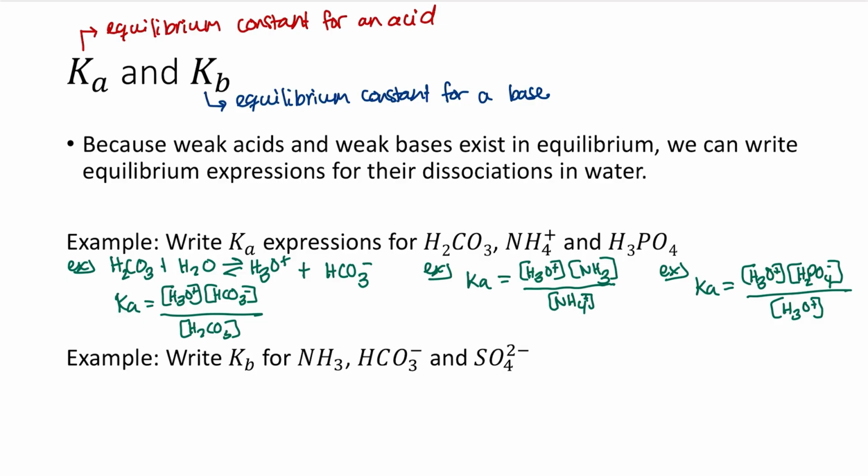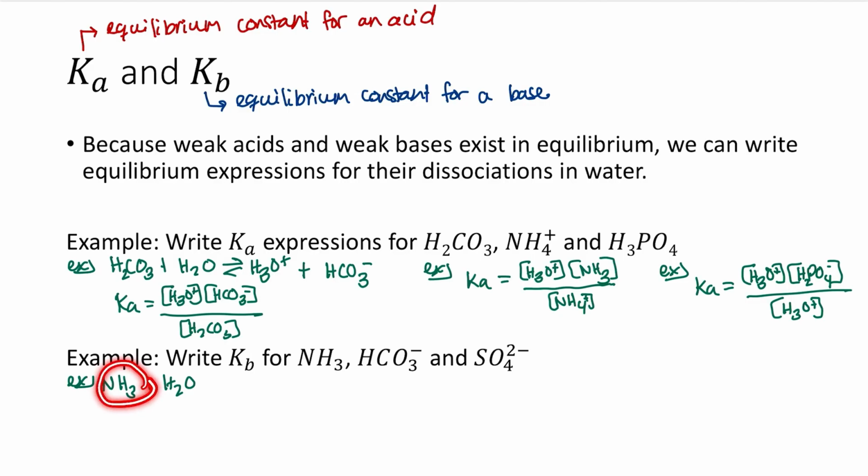In this next example, we're going to be writing the Kb's. So that means all of these are going to be acting as a base. So let's look at ammonia. And again, we can write out our equilibrium equation. Ammonia is going to be acting as a base, which means in this case, water is going to be acting as an acid. Water is amphoteric, meaning that it can act as an acid or a base, and you will determine whether it acts as an acid or a base depending on its environment.